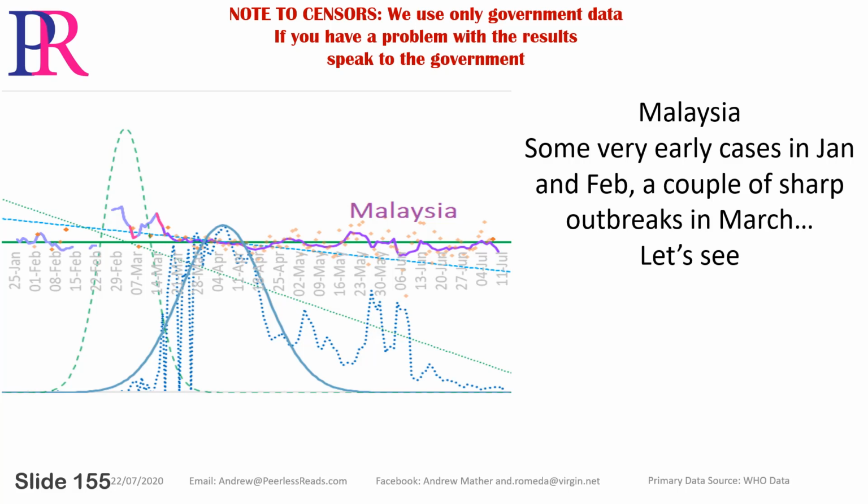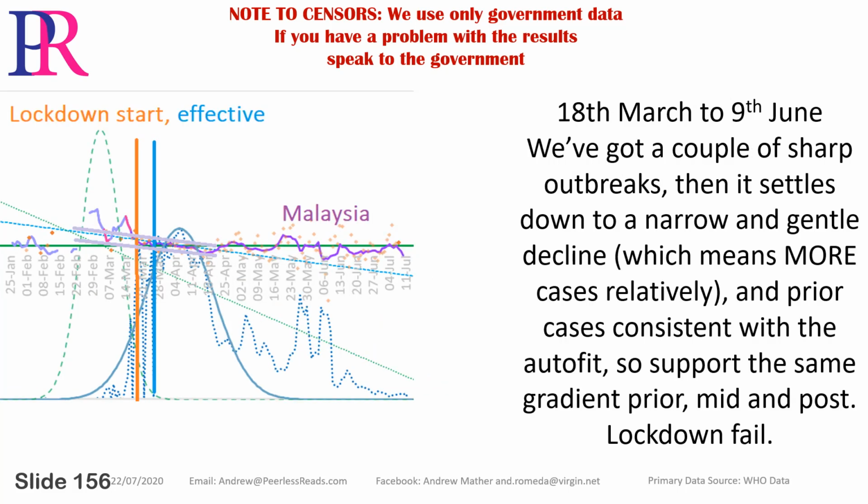Some very early cases in January and February, a couple of sharp outbreaks in March. Let's see. 18th March to 9th June, we've got a couple of sharp outbreaks, then it settles down to a narrow and gentle decline, which means more cases relatively, and prior cases consistent with the autofit, so support the same gradient prior, mid and post. Lockdown fail.